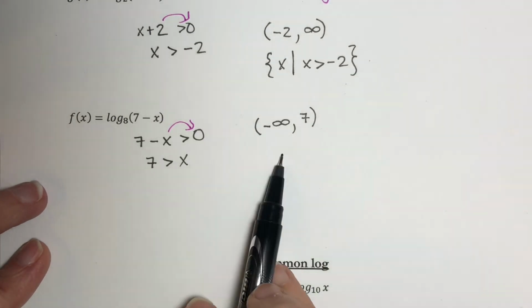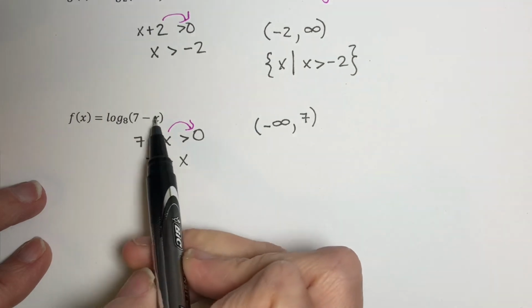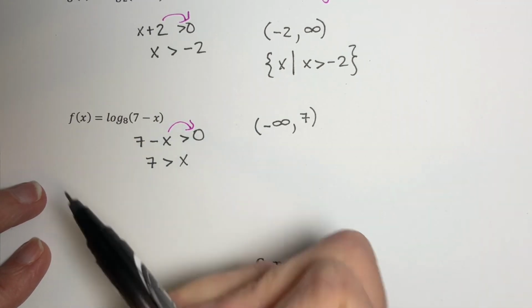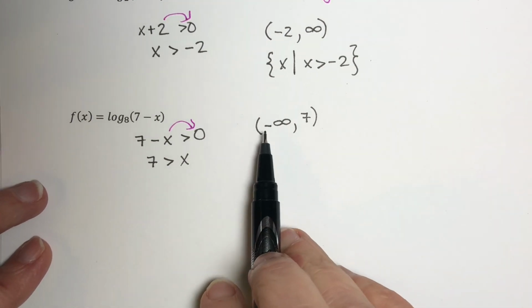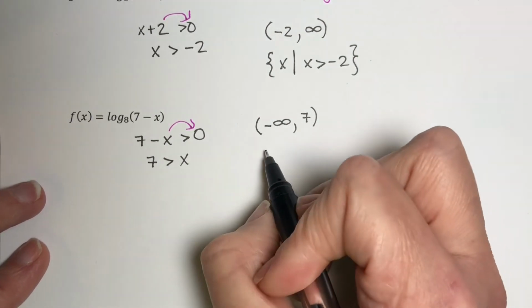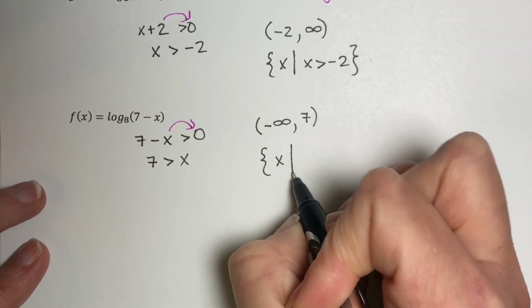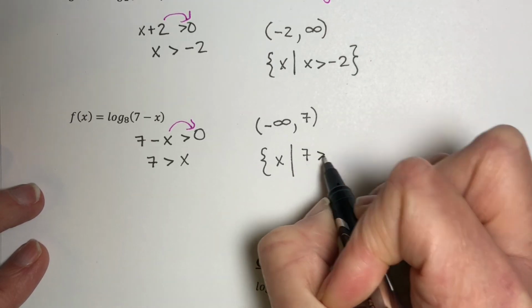Now, it does seem weird saying that your x can be a negative number. X can be negative as long as once you do this arithmetic, you have a positive number on the inside. Okay? So this, in interval notation, would be -infinity up to 7. In set builder notation, it would be the set of all x such that 7 is greater than x.